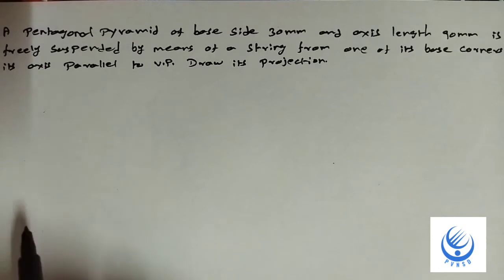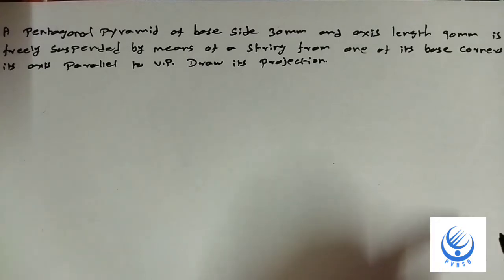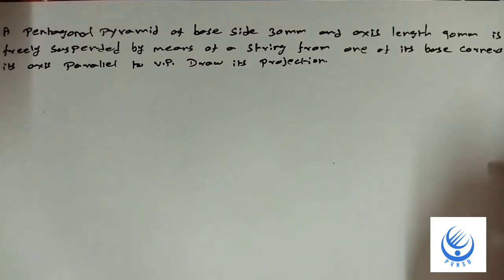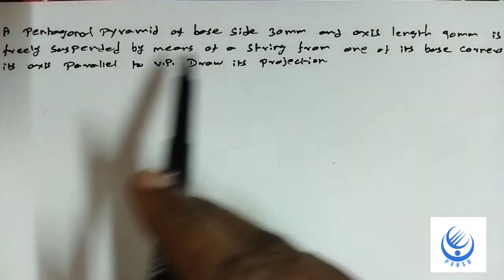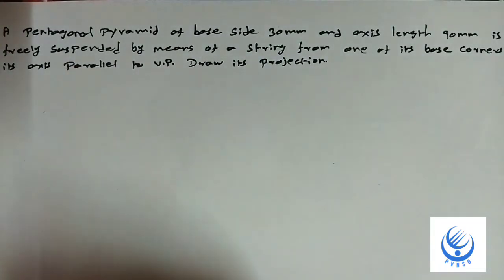First write the given data: side 30 mm, height 90 mm, freely suspended. This is the given data. Next, first draw the reference line, the XY reference line. Next, mark the vertical plane and horizontal plane. Next, draw the pentagon corner position.